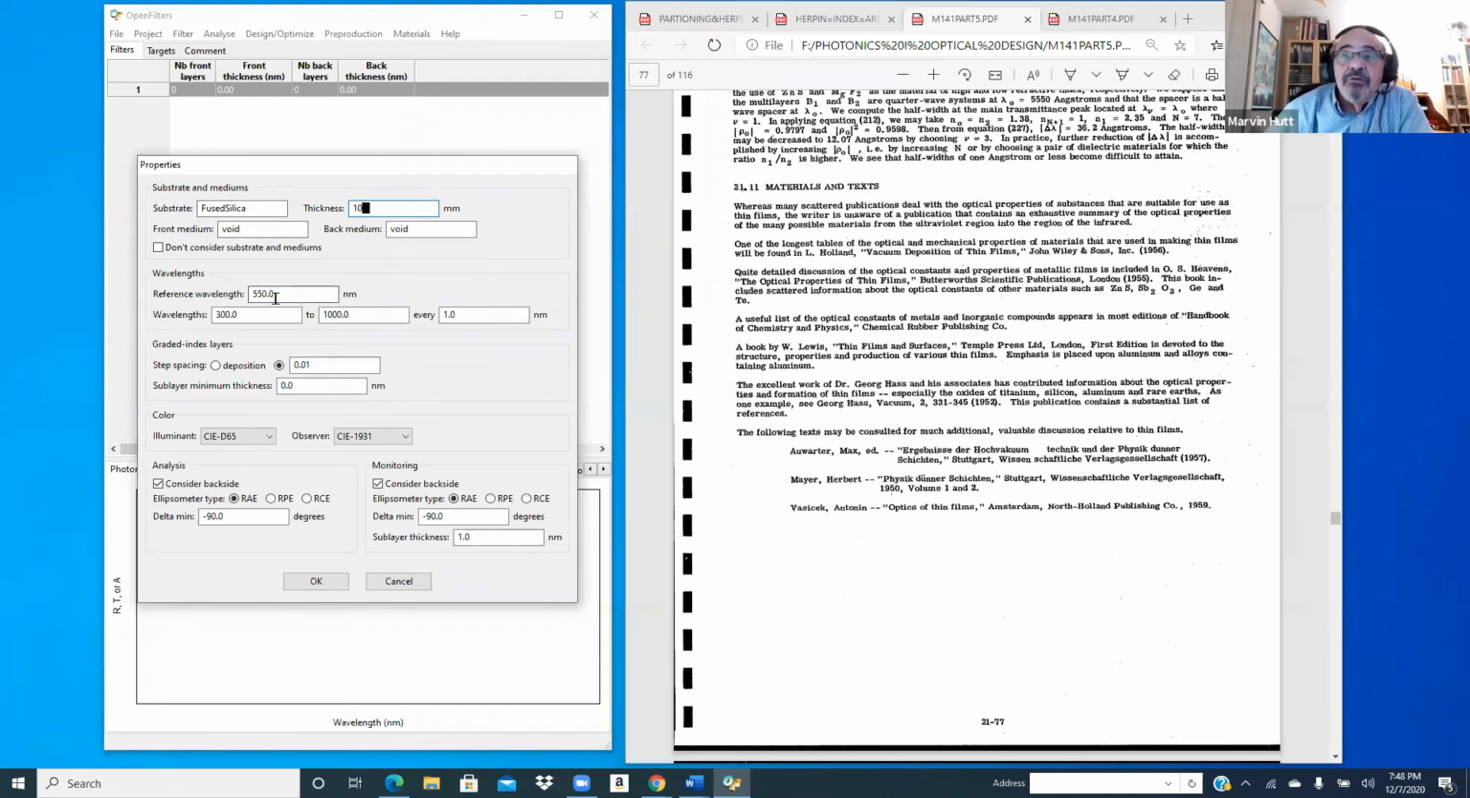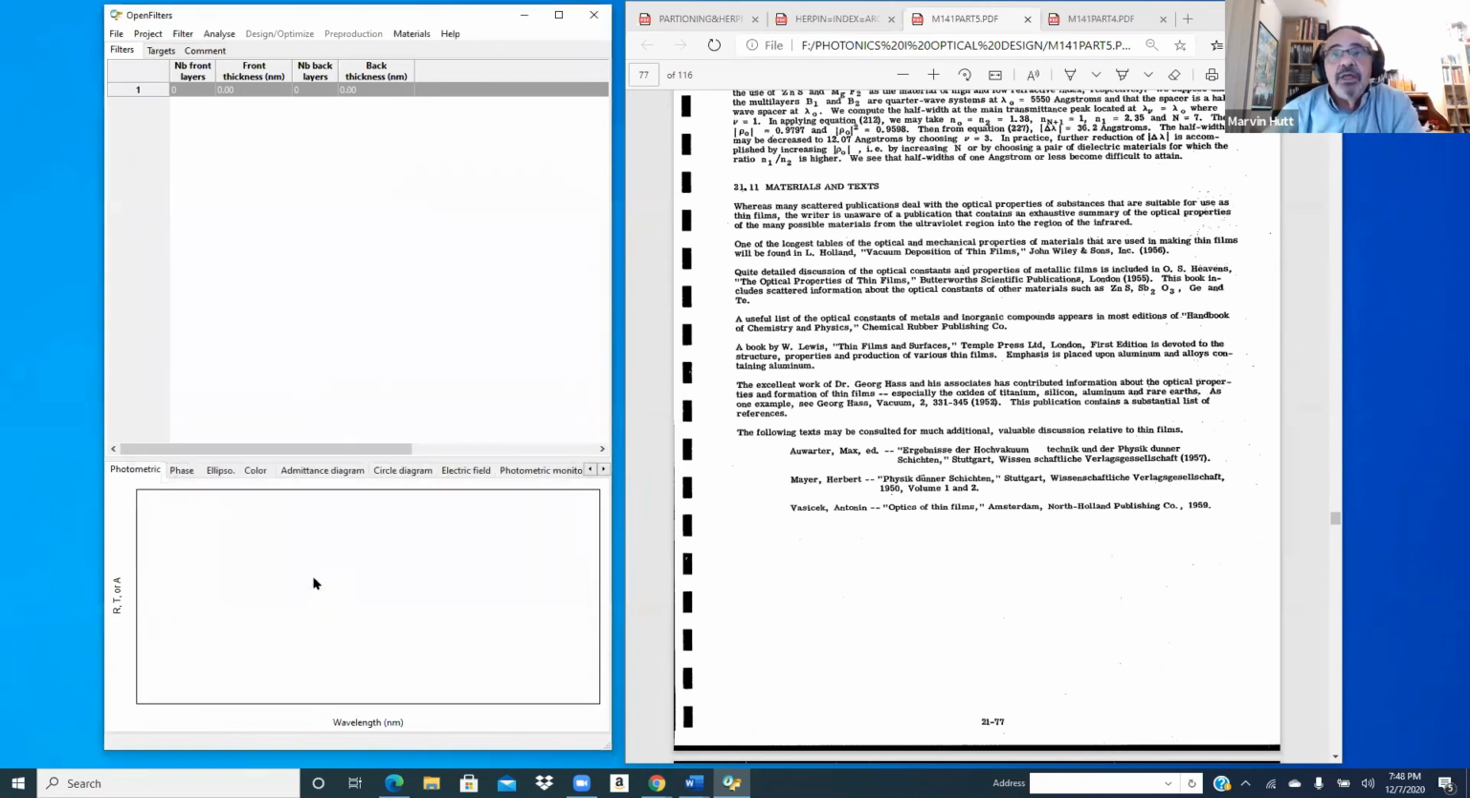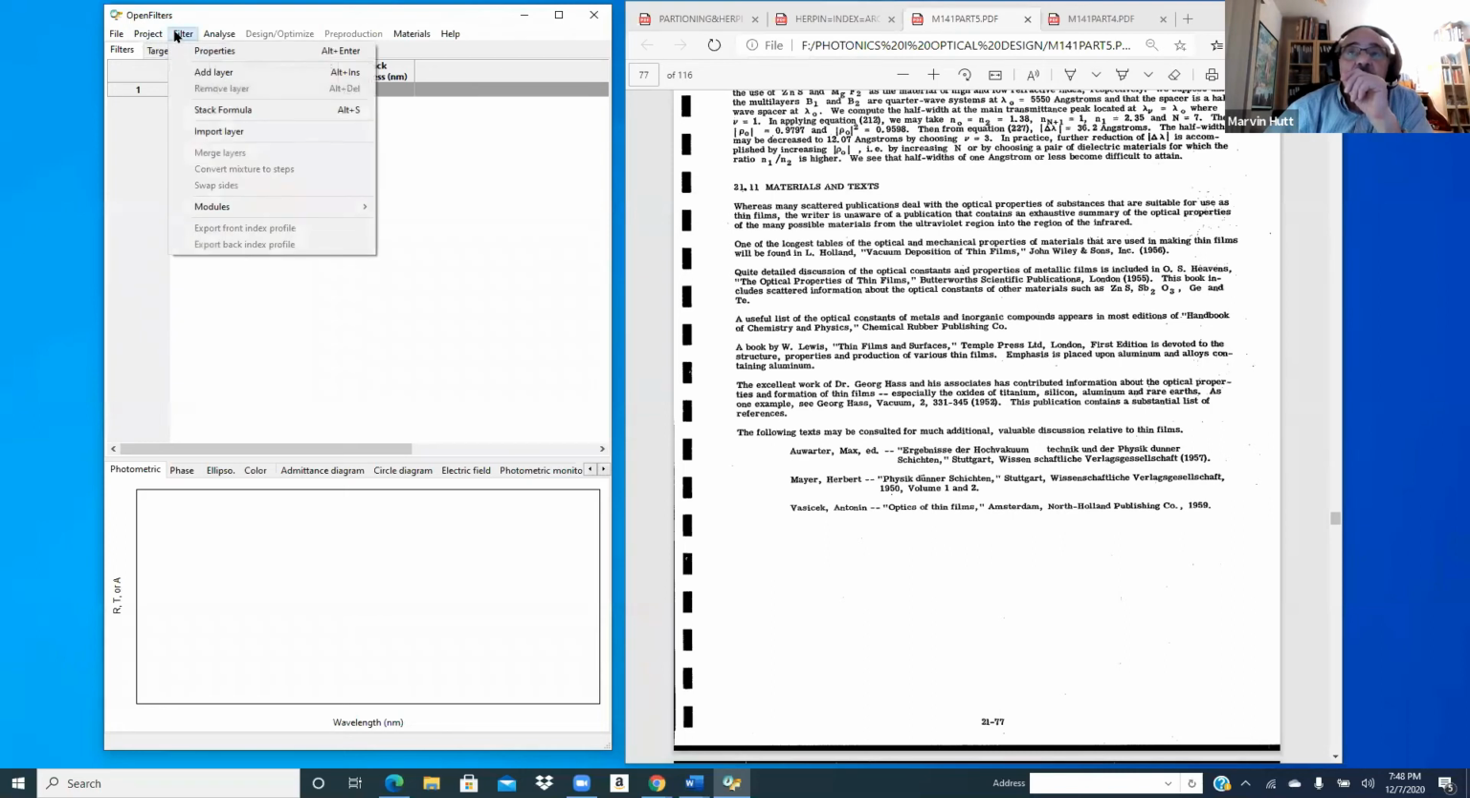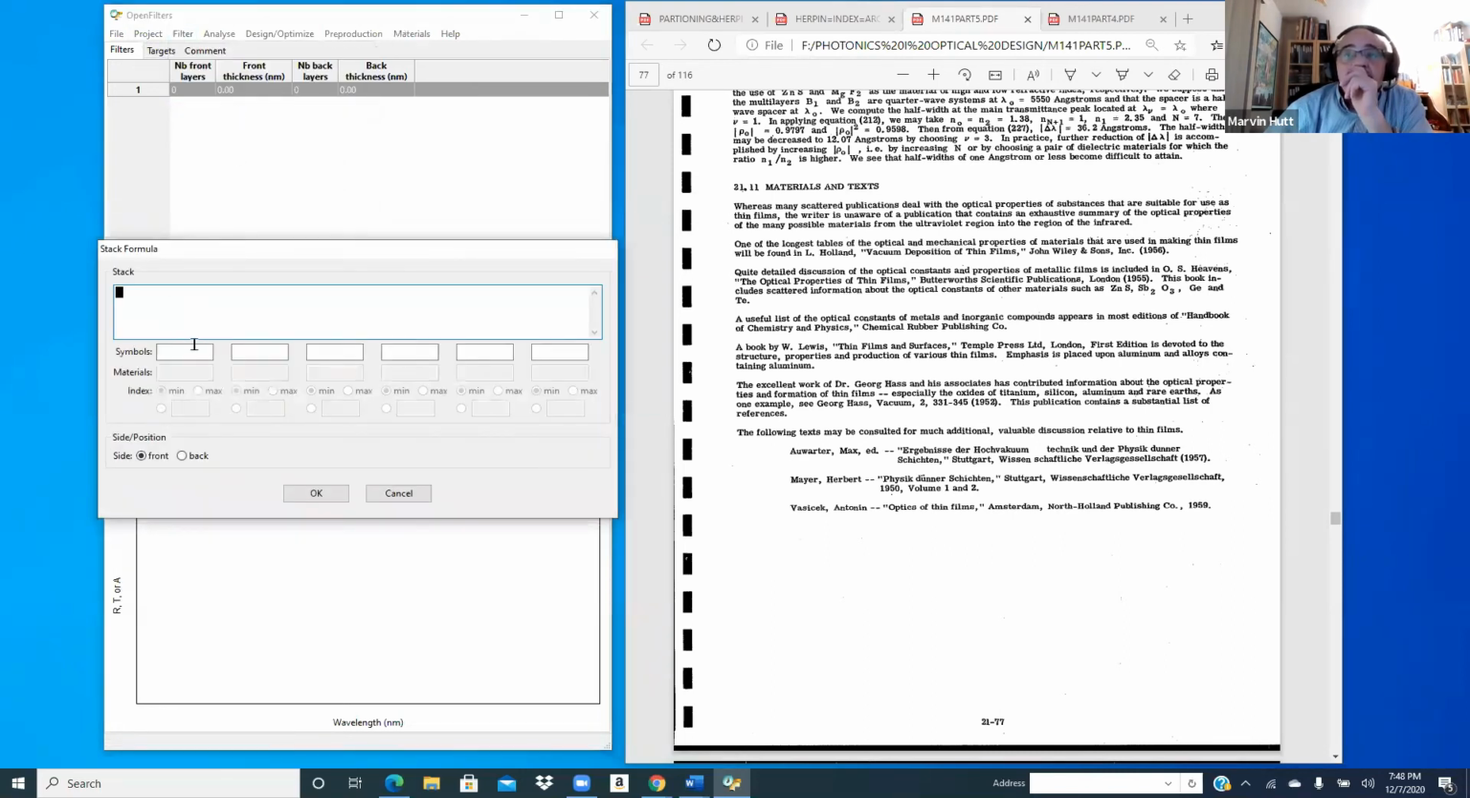So I got this, and I want a filter reference of 550, and I want to go wavelengths from 500 to 600. Okay. Don't consider the backside. And you have to do that first. So now, filter stack formula.